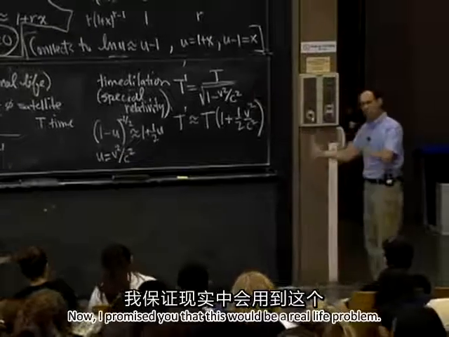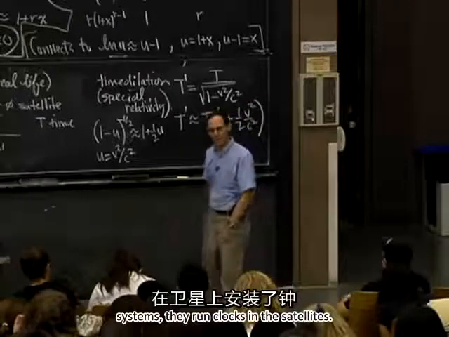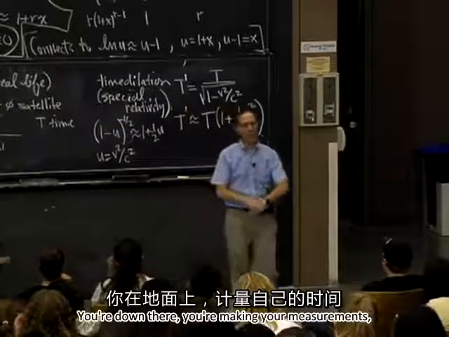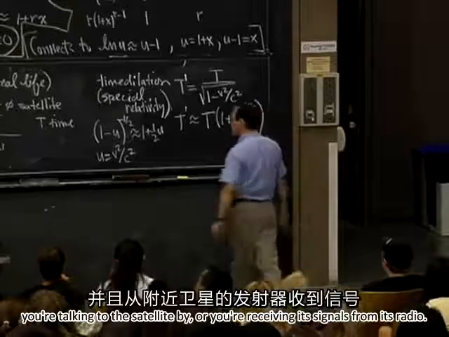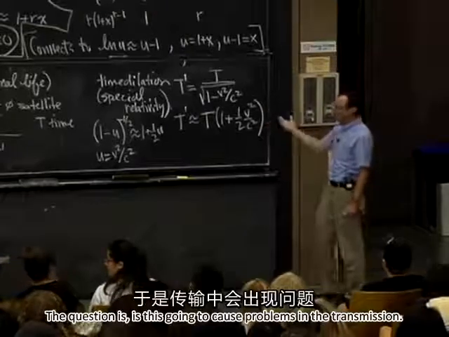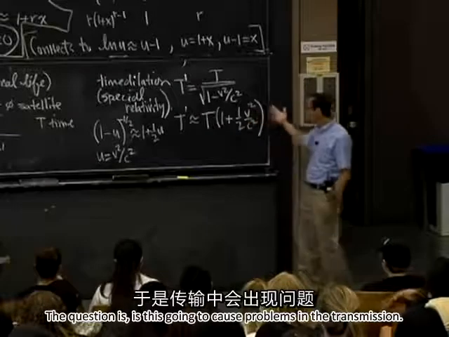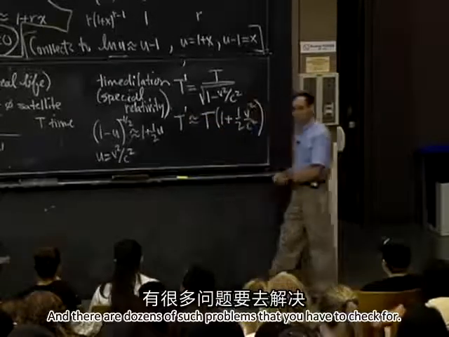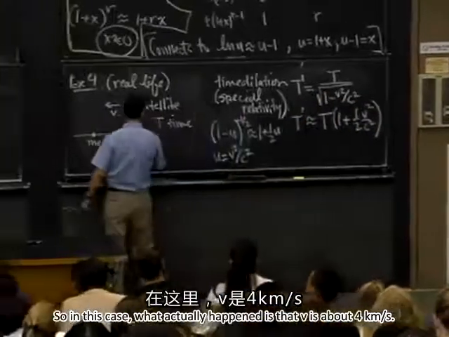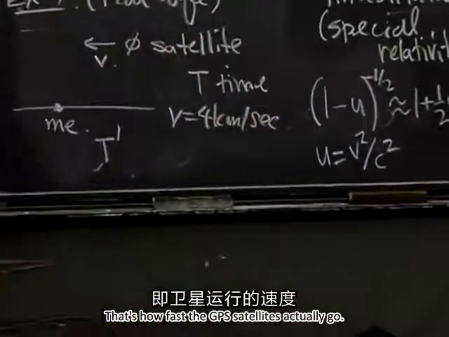I promised you that this would be a real-life problem. When people were designing these GPS systems, they run clocks in the satellites. You're down there making your measurements, talking to the satellite or receiving its signals from its radio. The question is, is this going to cause problems in the transmission? There are dozens of such problems that you have to check for. In this case, v is about 4 kilometers per second. That's how fast the GPS satellites actually go.